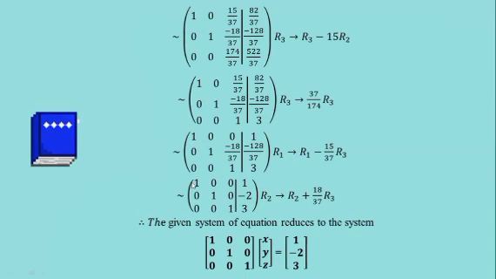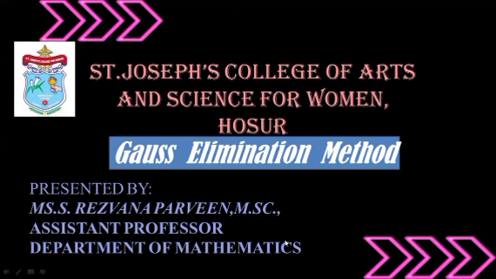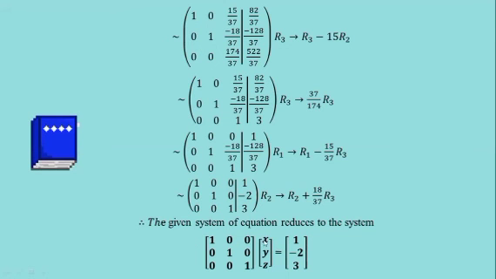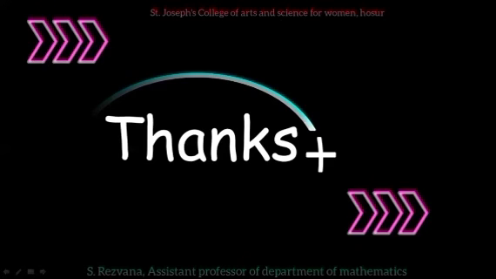From this I can get the direct values: x is equal to 1, y equal to minus 2, z is equal to 3, because the other entries are 0 and only the diagonal has values. So the final result will be x is equal to 1, y is equal to minus 3, and z is equal to 3. Thank you everyone for listening. I hope you understand.